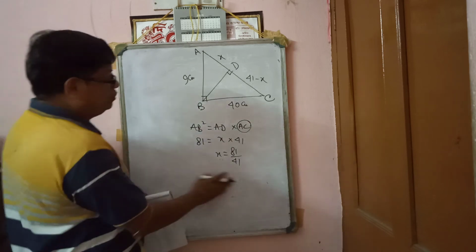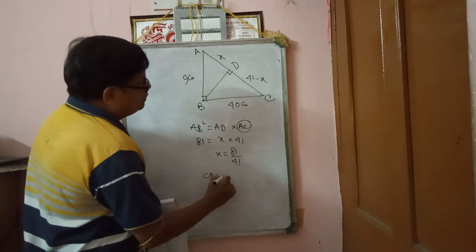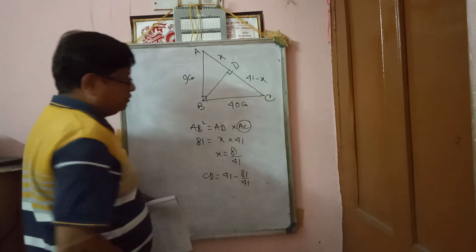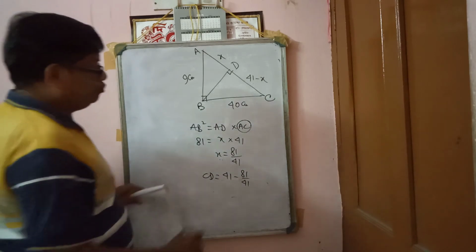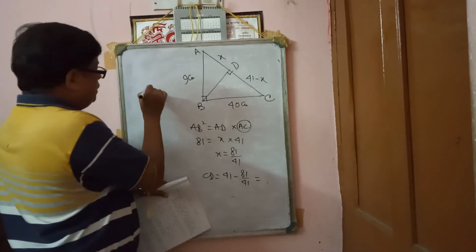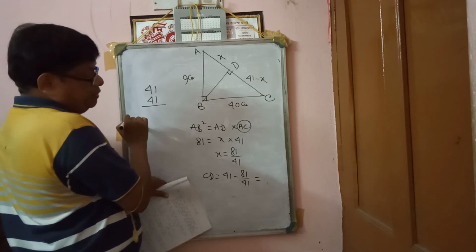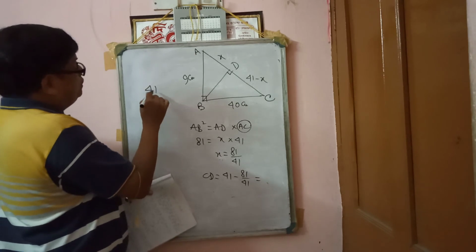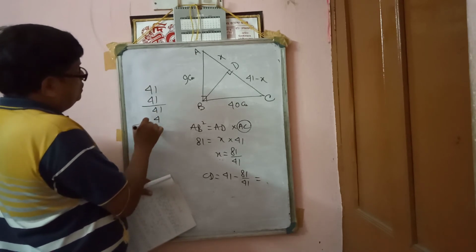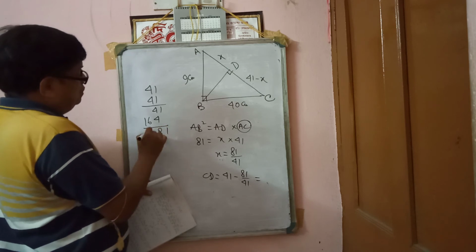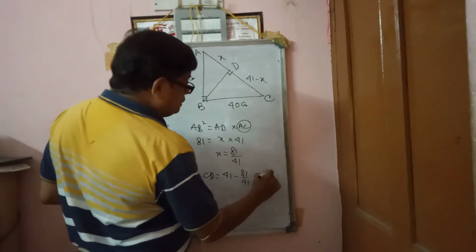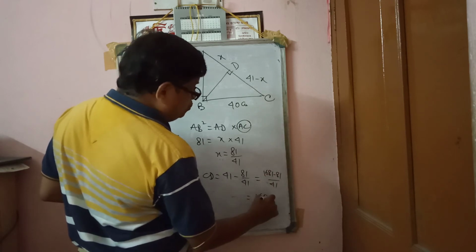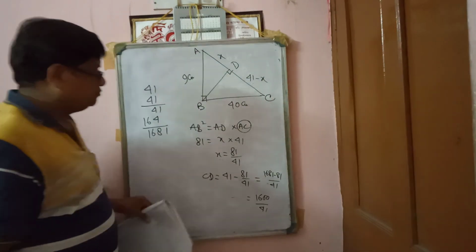Now CD equals 41 minus 81 by 41. So it will be 41 square, 41 into 41, sorry, 1681. So 1681 minus 81 by 41. So 1600 by 41.